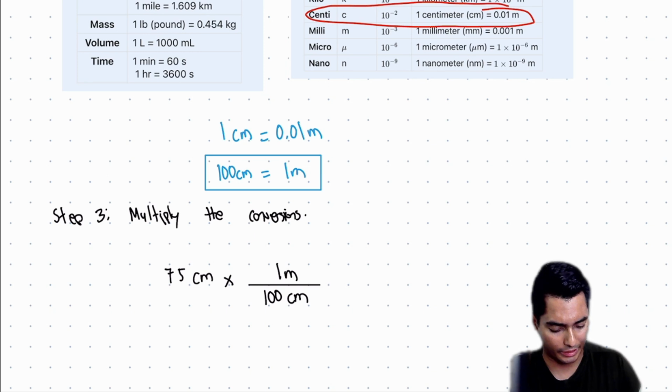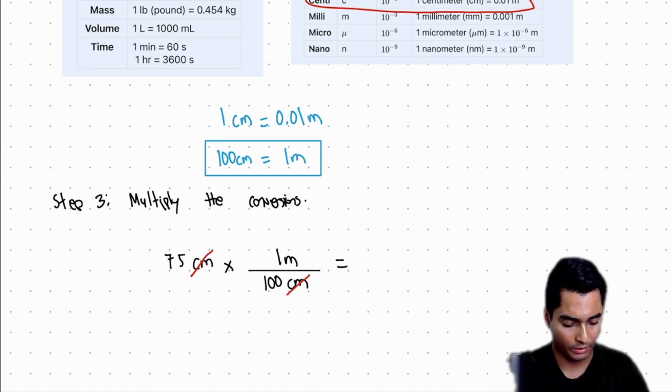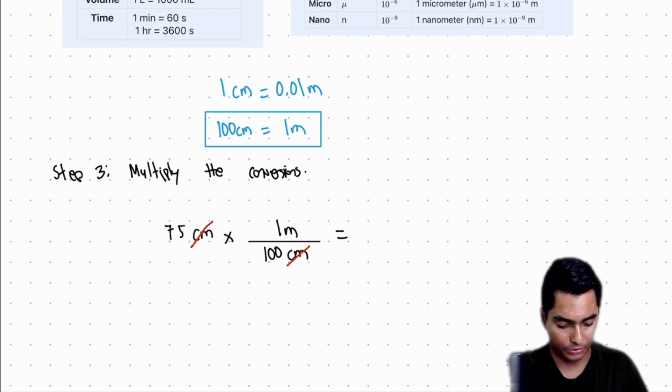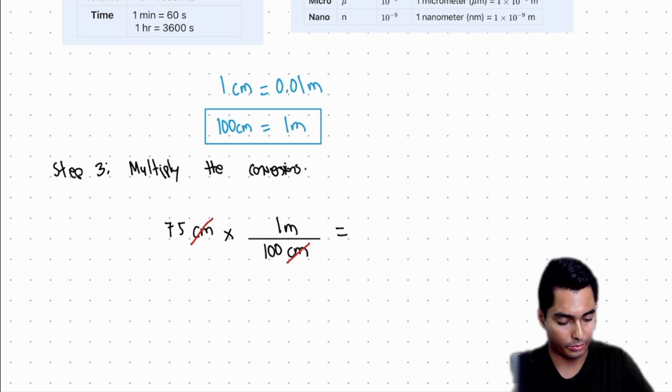So notice that I have 1 centimeter on here in the bottom that cancels out with the centimeters on top here. So 75 centimeters divided by 100 is going to be 0.75 meters for our final answer.